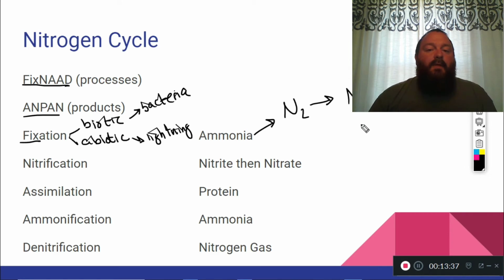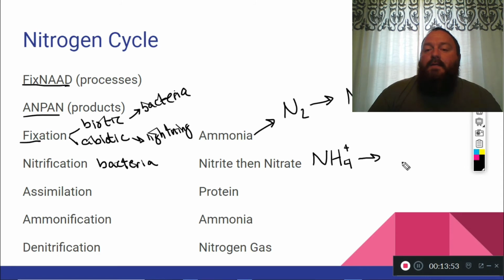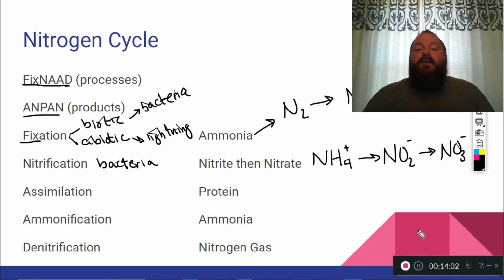Plants don't like ammonium though. What they do like are the nitrates that we have being produced. And that's where nitrification comes in. Again, this is done by bacteria. It's going to take the ammonium ions, and it's going to create first nitrite, which is NO2, and then it's going to further react those and form nitrates. That's all done by bacteria. Two different types of bacteria. One makes the nitrite, the other makes the nitrate.